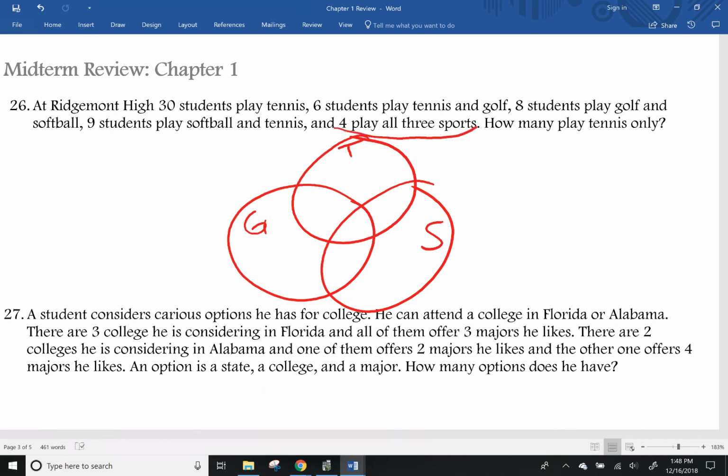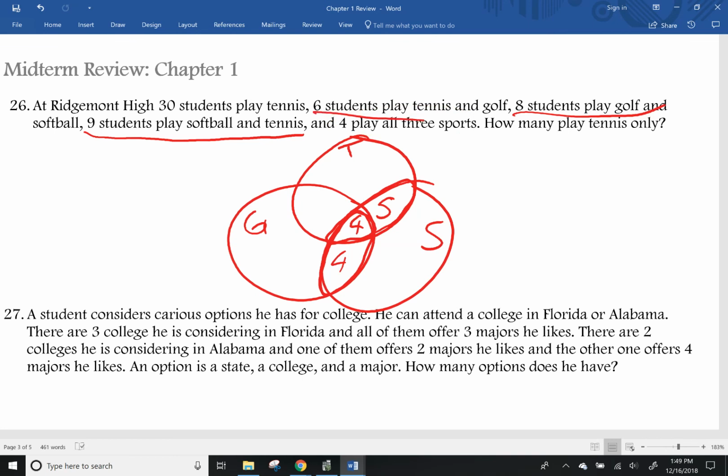So I'm going to start with the fact that 4 students play all 3 sports. So that's going to be the overlap region in the middle is a 4. And I'll work my way backwards. 9 students play softball and tennis. So if 4 of them already play golf as well, then 5 more play strictly softball and tennis. Because if you combine this region here, tells us the tennis and softball shared, 4 plus 5 makes that 9 in total. 8 students play golf and softball. So golf and softball is this region here. I already have 4, and 8 students played in total, so there's 4 more there.